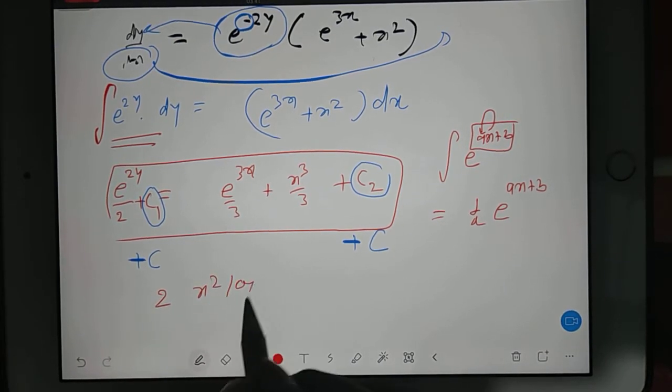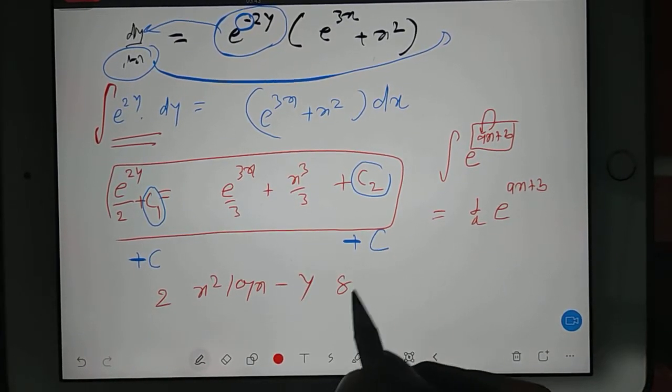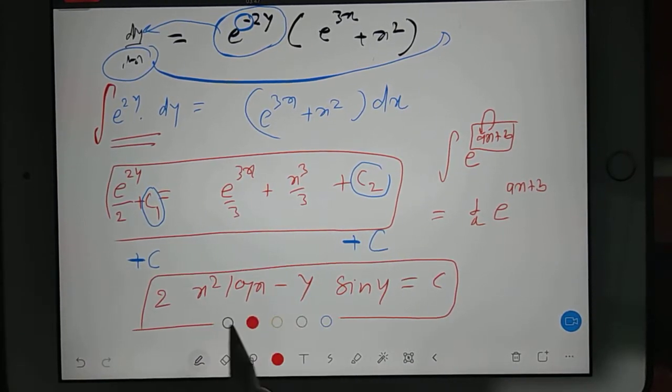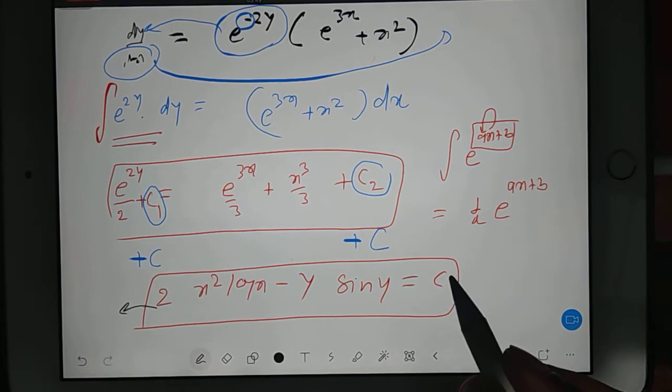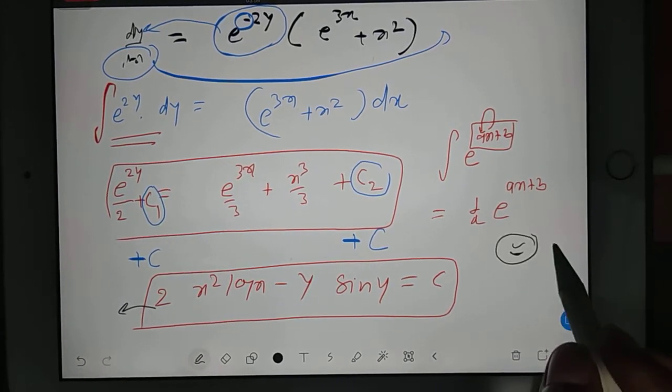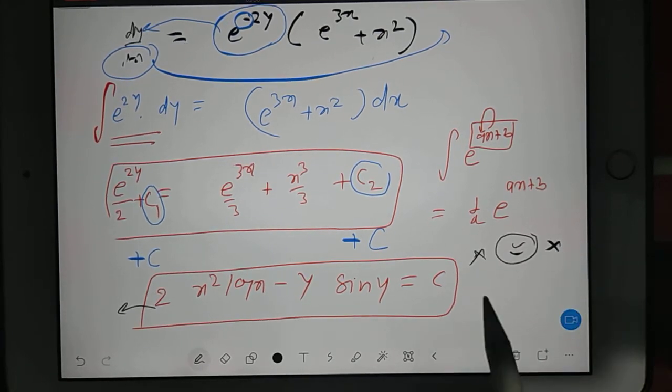Answer is 2x square log x minus y sin y is equal to constant. This should be your answer from the previous question. If your answer is not matching, just give a try one more time. Okay, Pratik, no problem, because you're sitting in the live class, so maybe in a hurry you are making some mistake for the previous question.